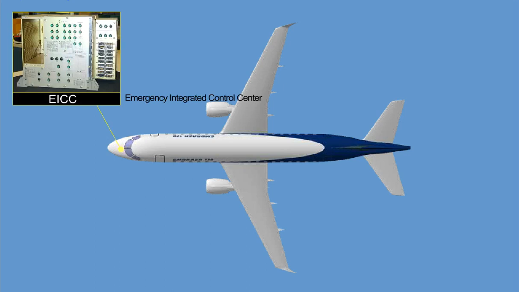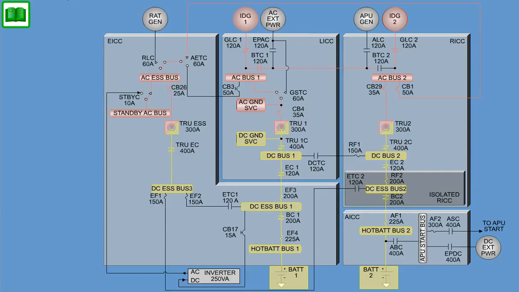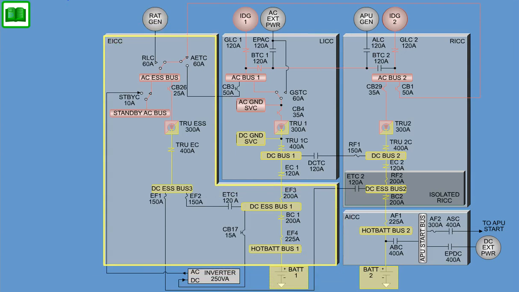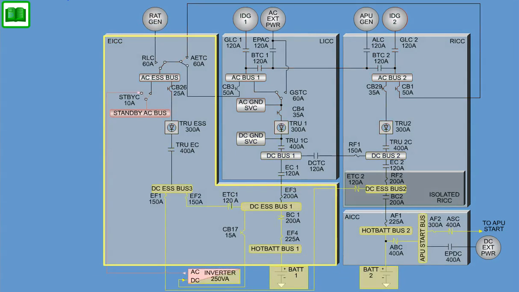The Emergency Integrated Control Center provides primary power distribution and protection for the DC Essential buses located on the airplane. The essential DC buses are DC Essential Bus 1, DC Essential Bus 3, and Hot Battery Bus 1. The EICC, Emergency Integrated Control Center, performs the following DC distribution function: uses DC Essential Bus 3 as a power source for DC Essential Bus 1, which supplies the AC inverter.